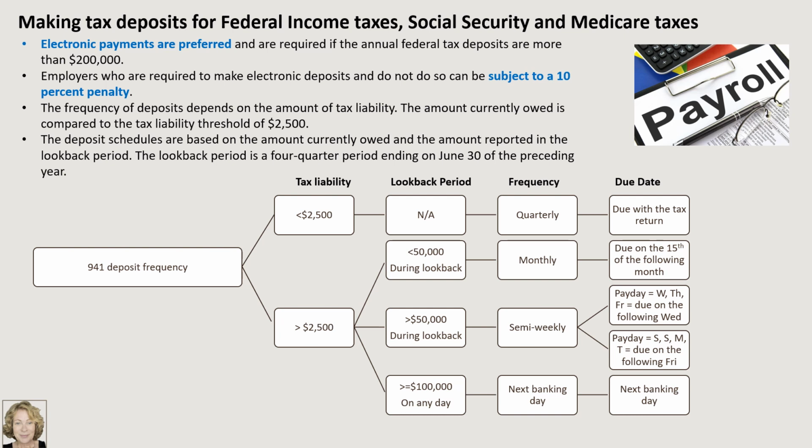If the tax liability is greater than $50,000 during the look-back period, but not more than $100,000 during a payroll date, then the deposit frequency is semi-weekly, depending on the day of the week the payroll is paid. The due date is the following Wednesday or Friday. If on any payroll day, the tax liability exceeds $100,000, which is common during times when bonuses are paid, the deposit must be made on the next banking date.